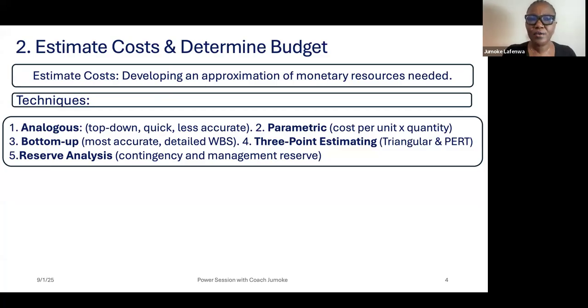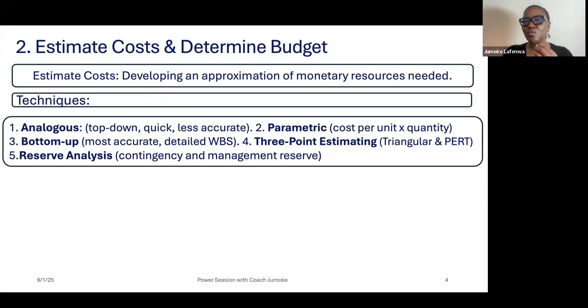And then the third way that you can estimate cost is through 3-point estimating. Please, there are 2 types of 3-point estimating. You have the triangular, which is the average: optimistic plus most likely plus pessimistic, divided by 3. You are dividing by 3 because the variables are only 3: 1 optimistic, 1 most likely, 1 pessimistic.